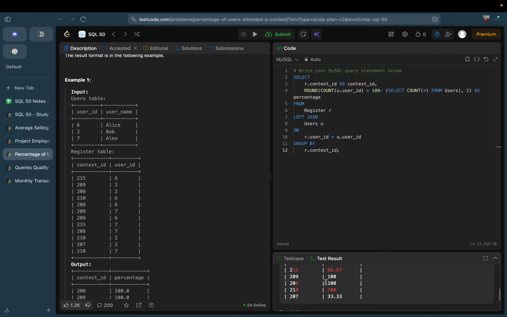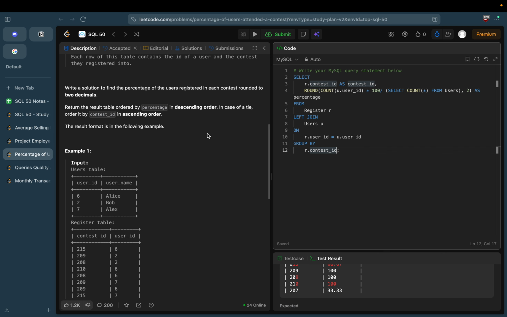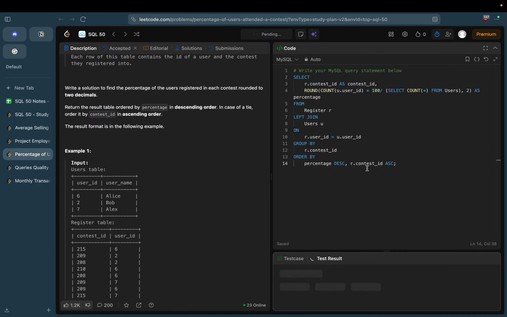let's have a look where we went wrong. Oh, I forgot adding the ordering condition. So let me complete this question by adding that. Silly miss by my end. We need to order percentage by descending order. So percentage DESC and contest ID, that is r.contest ID, by ascending order. That's where it went wrong. Let's try it again.